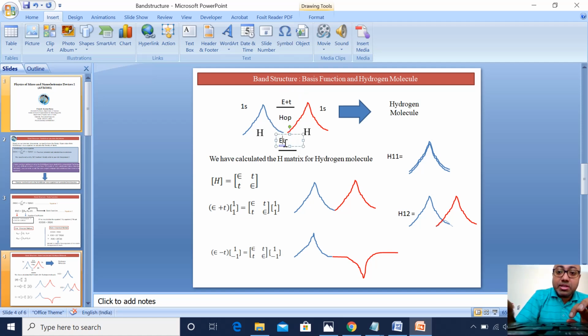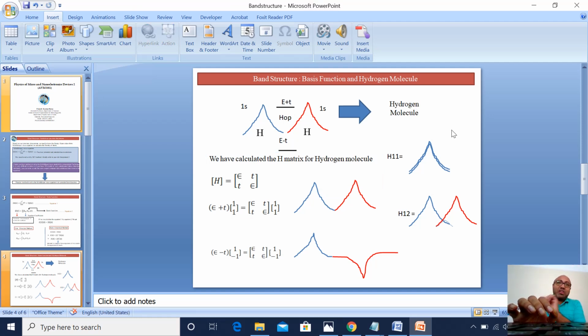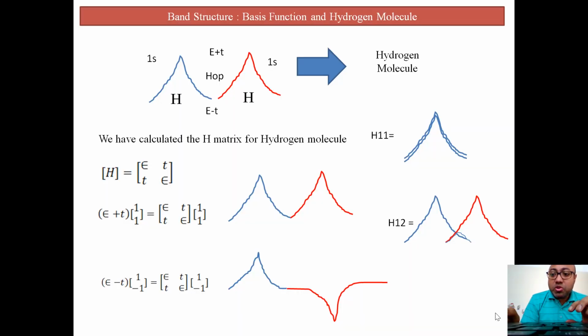Again, I'm just telling you there is some significance to the value of T. Whether T is positive or negative depends on whether epsilon plus T or epsilon minus T is higher. I'll comment on that at the end of this class or in these tutorials. But as of now, you can consider T positive. So you get two eigenvalues, epsilon plus T and epsilon minus T. Now we'll go to the next part.